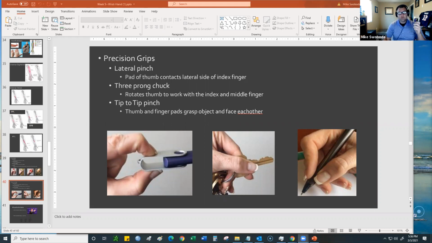So again, more muscle fibers, more strength, less control. Less muscle fibers, less strength, more control. So precision grips are going to have less muscle fibers per motor unit, but you're also going to be able to have very fine, precise movements with that.